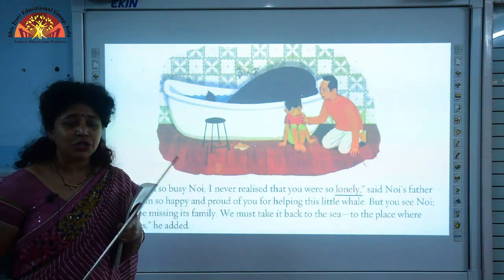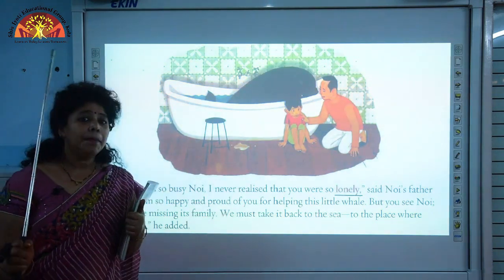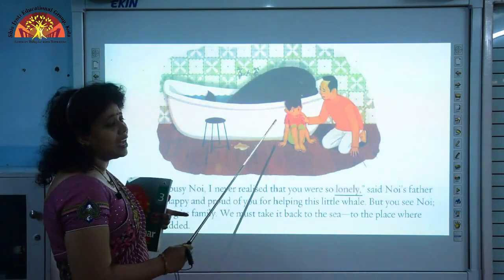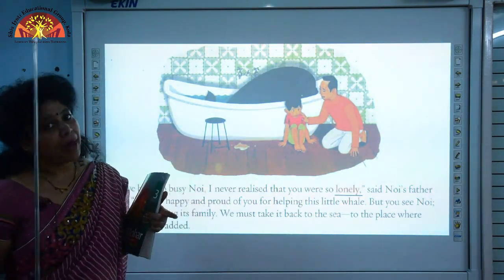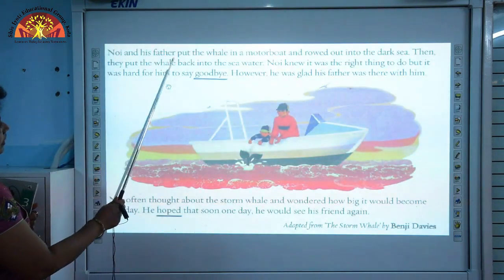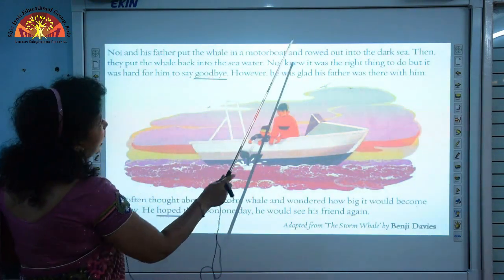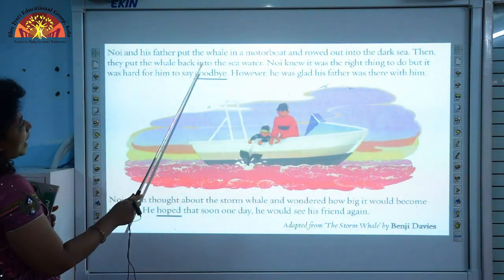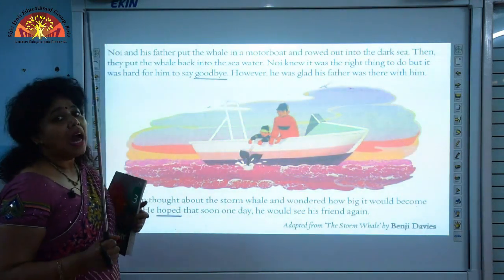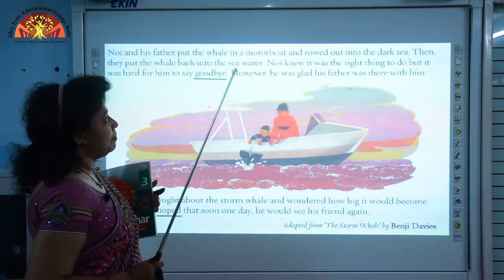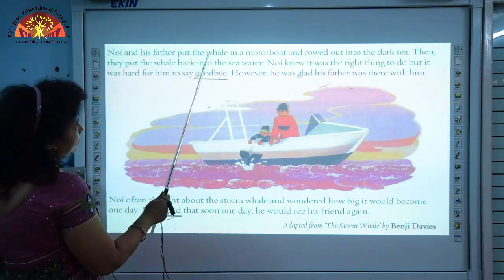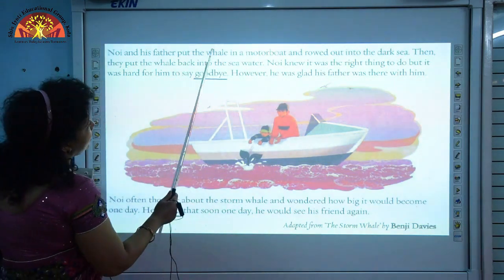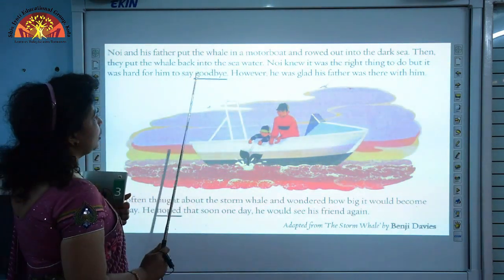What was the right thing to do? To take the baby whale back to the sea where it actually belonged. So he convinced his son to take the baby whale back to the sea. Noe and his father put the whale in a motorboat and rowed out into the dark sea. Then they put the whale back into the sea water. So how did they return the blue baby whale back to the sea? They put the baby whale in the motorboat, took it deep into the sea and put it back into the sea water.